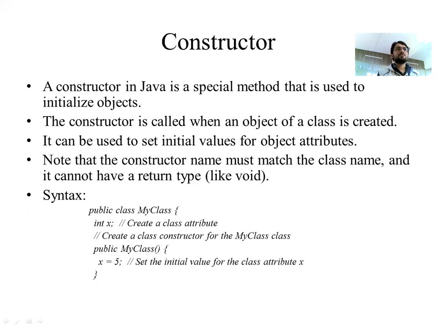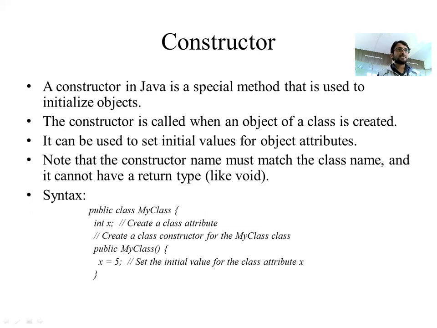We all know that constructors are a special method used to initialize objects. With the help of constructors, we can initialize the object and pass values. They can be used to set initial values for the object attributes. To define a constructor, the syntax is public class and your class name. We can use the public specifier also; if we do not use public, that is also okay.